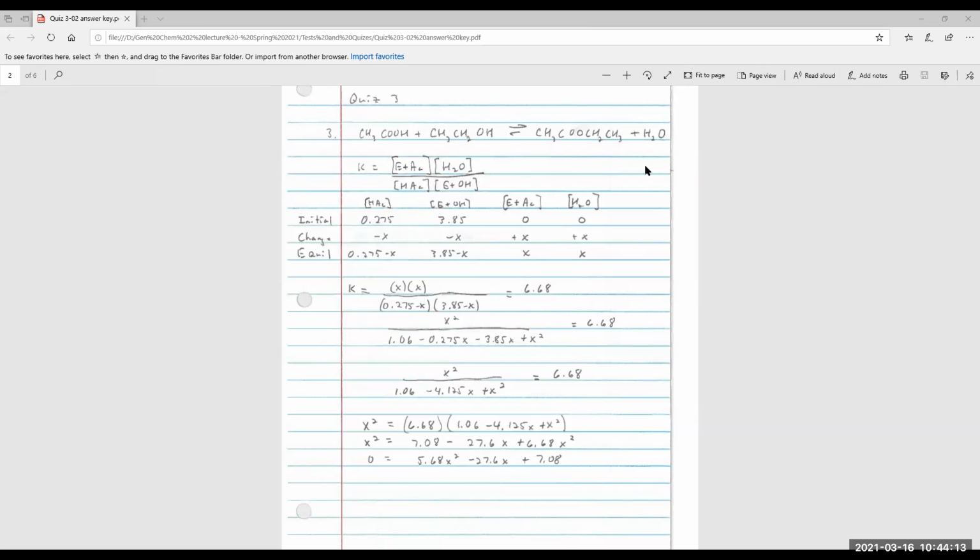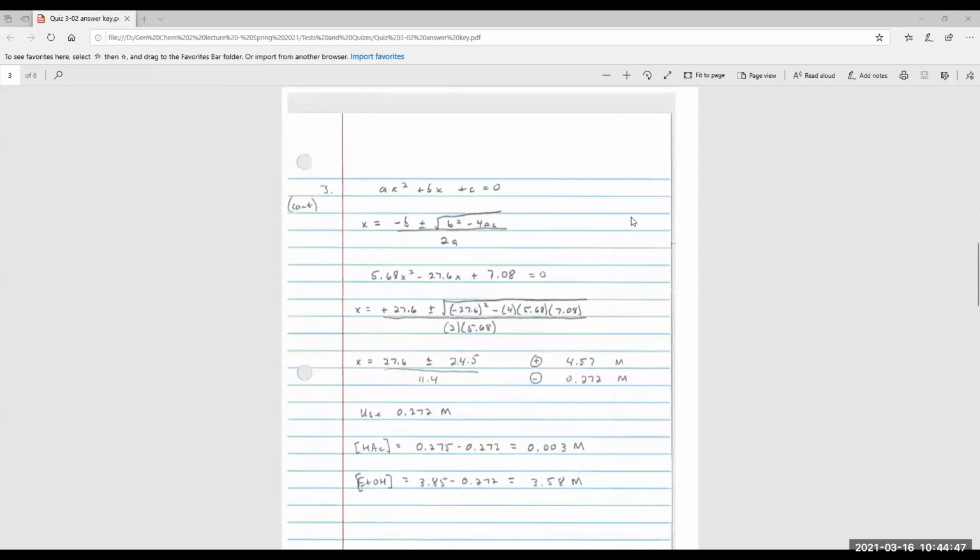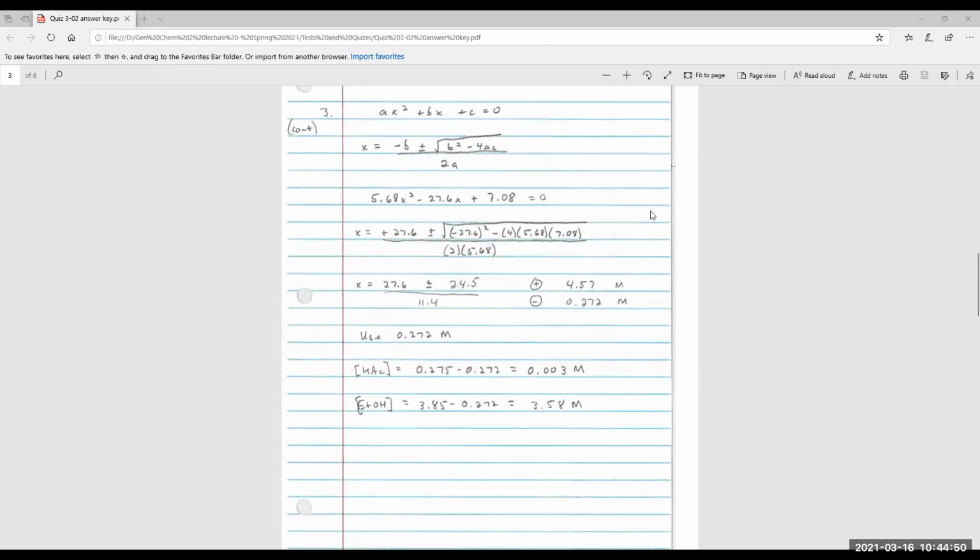And so we wanted that AX squared plus BX plus C equals 0 form. So we got things in that form, and then we can plug the variables in for A, B, and C into the quadratic equation. Remember with the quadratic equation, you get the plus or minus. So you do the calculation once with a plus sign, and then again with a negative sign. For the plus sign version, you get 4.57, and for the negative version, you get 0.272 molar.